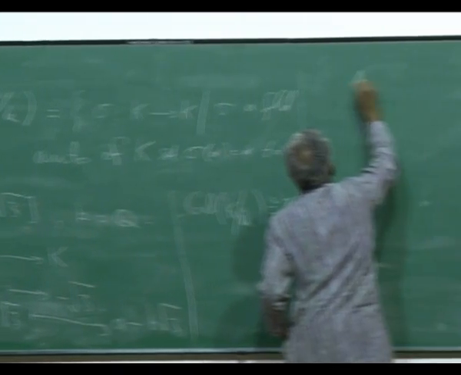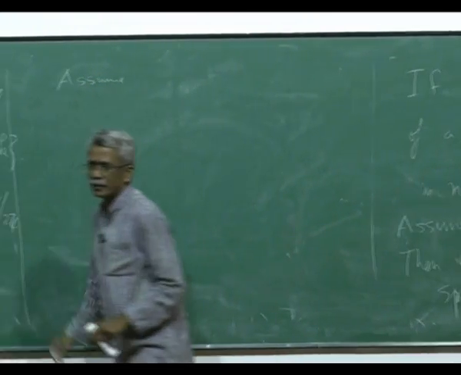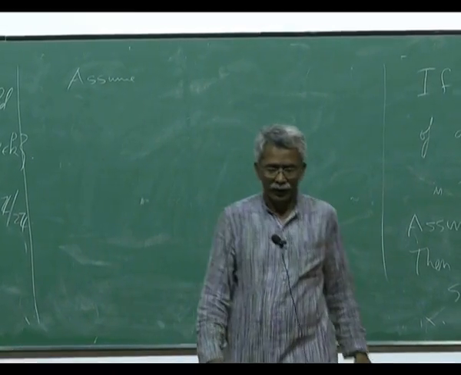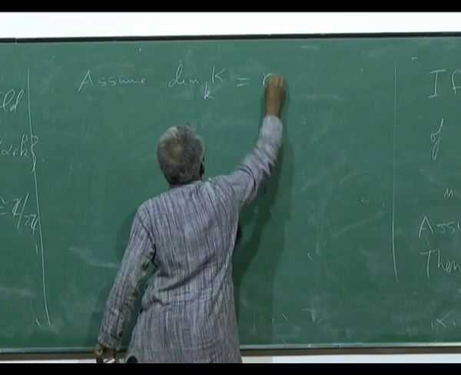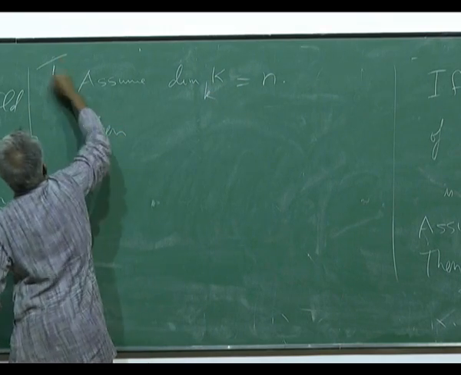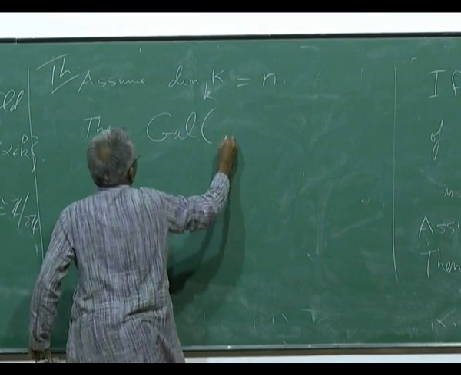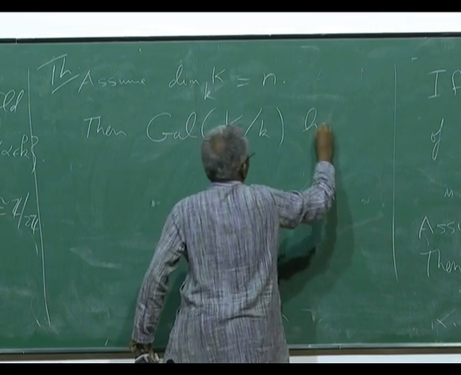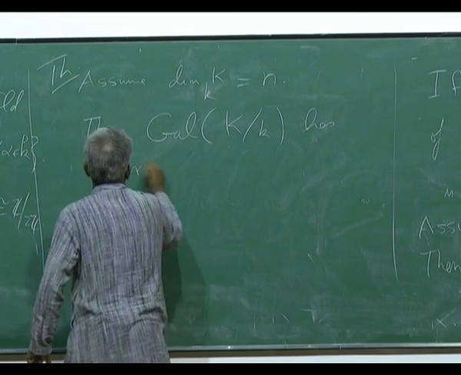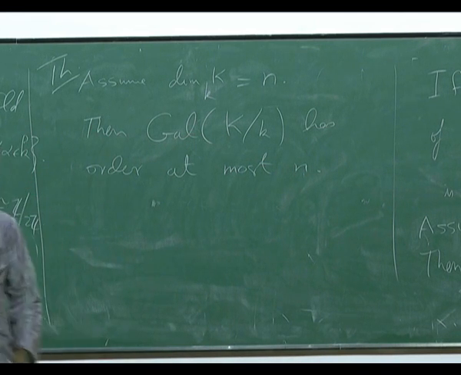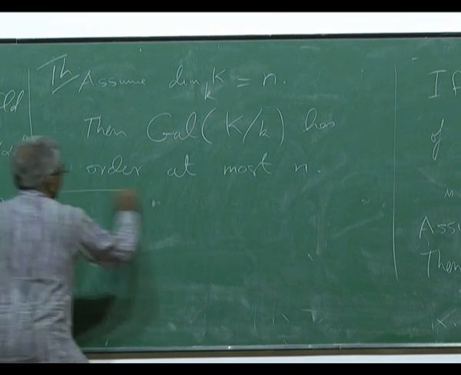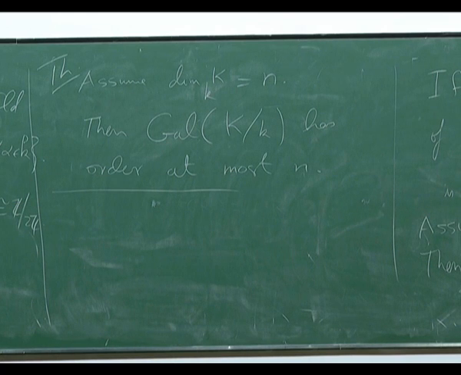So, assume, we will always be in this situation where capital K is finite over small k anyway. So, the dimension of capital K over small k is equal to n. Then, this is a theorem: the Galois group of K over small k has order at most n. It can be strictly smaller than n, and the next example will show that. So, once you use this theorem, it has at most 2 elements, but we have exhibited 2 elements, therefore, it must be exactly 2 elements, and we are done.